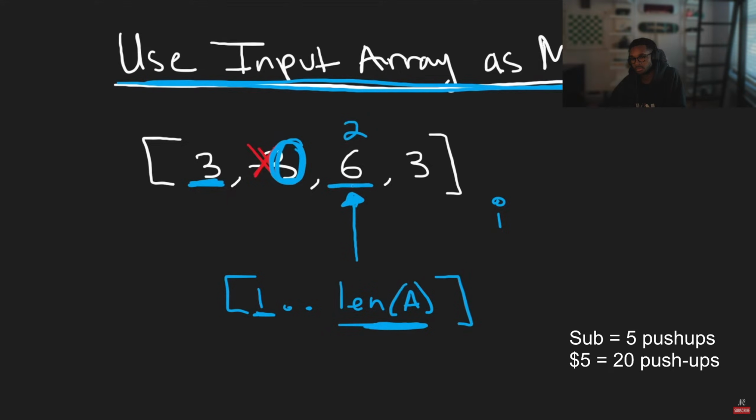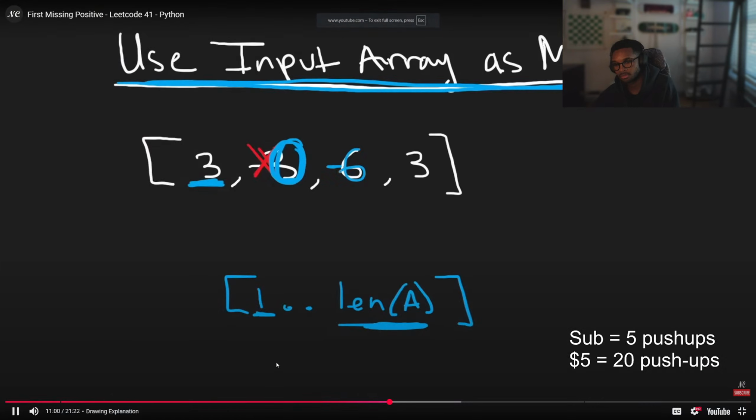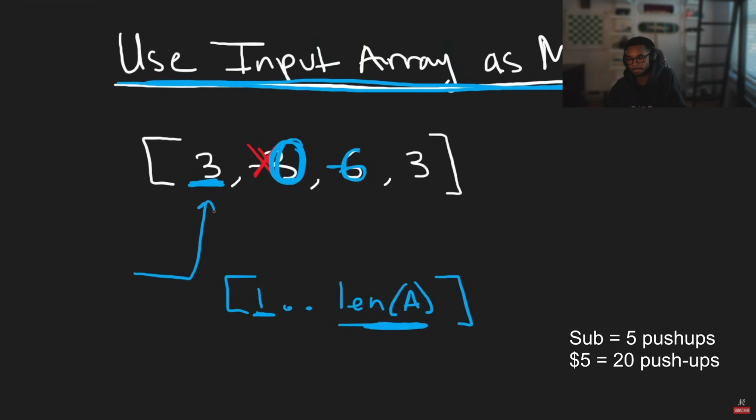Right now we see that it's positive, so we're going to change it to negative, right? So we're just going to add a negative sign. This is going to be negative 6 from now on. Wait, so we are changing values, right? It turns out it's possible that this also could have been a negative 3. So basically every time we get to a value, we're going to take the absolute value of it, so absolute value of 3, and then minus 1 to find the index. So since index 2 is negative, we know that 3 exists in our input array.